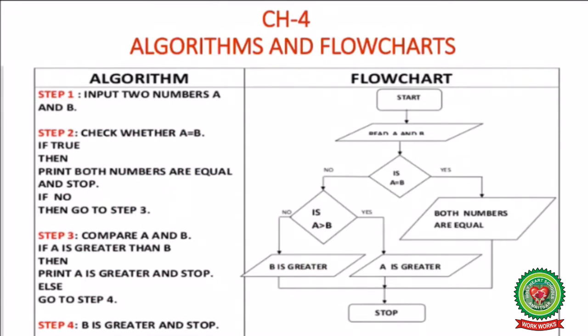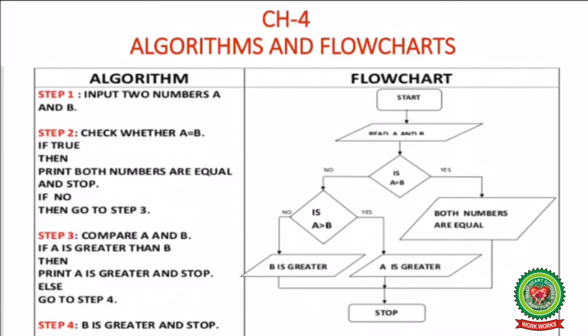Here in this, you can see on the left side we have the algorithm. On the right side we have the flowchart for the same algorithm. So now we will compare algorithm and flowchart. In the algorithm, step 1, input two numbers A and B. In the flowchart, the first step, start, then read A and B, that is the input.